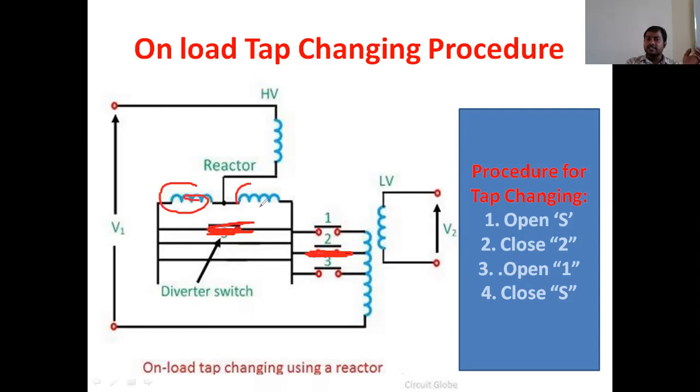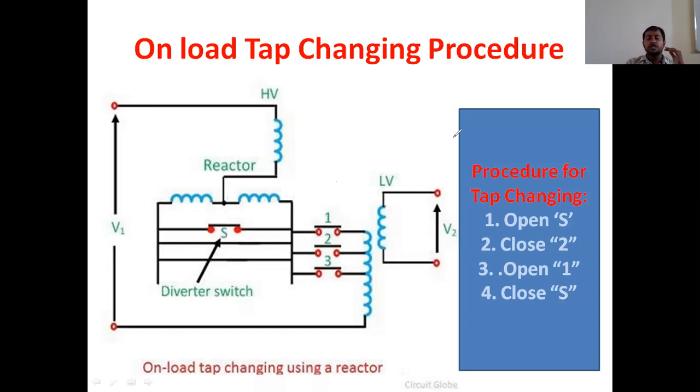These reactors do not allow a huge current while closing switch 2 or switch 1 or switch 3, whatever it may be. While closing the switch, the reactors don't allow sudden changes in current through the selector switches. Again, if you want to change the position from 2 to 3, the switch S must be opened, then the third must be closed, the second must be opened, and again S must be closed.